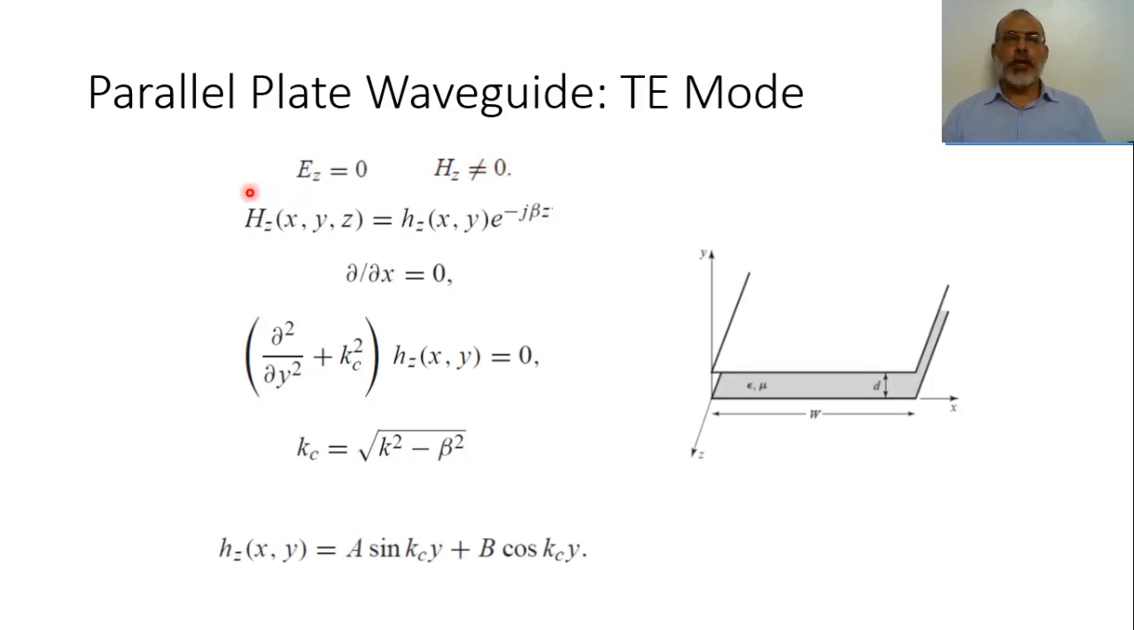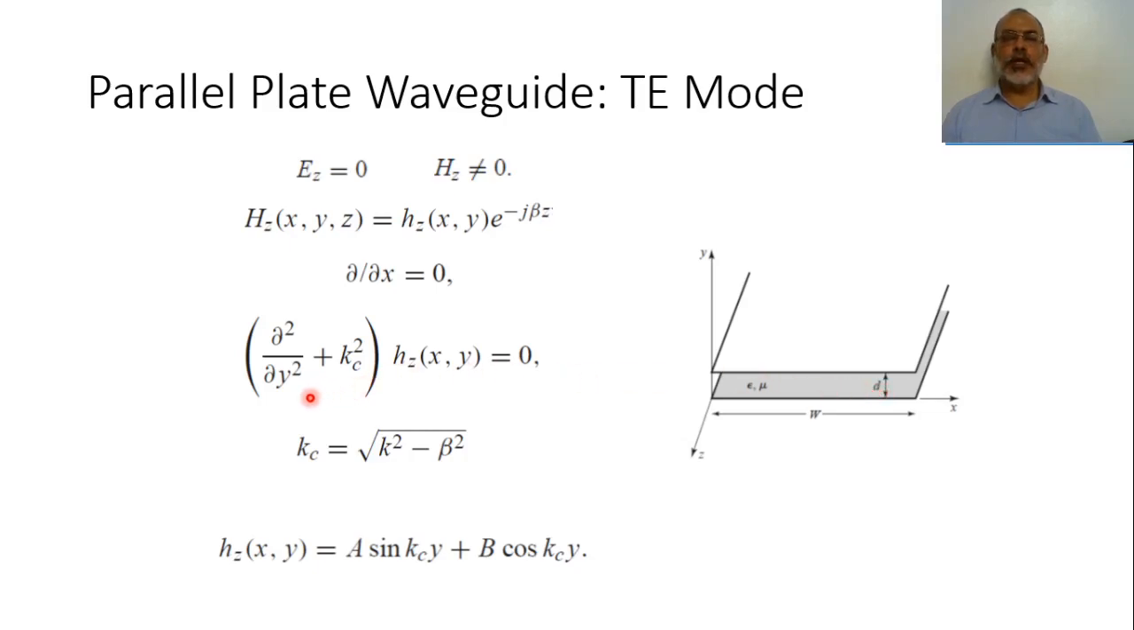So the longitudinal magnetic field Hz can be represented as the mode function Hz(x,y) multiplied by the propagation function e to the power minus j beta z. And once again, due to the continuity of the field in the x direction, the field is independent of x. It depends only on the y direction. So in this case, the derivative with respect to x would be 0.